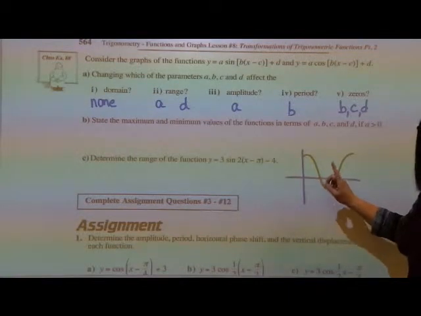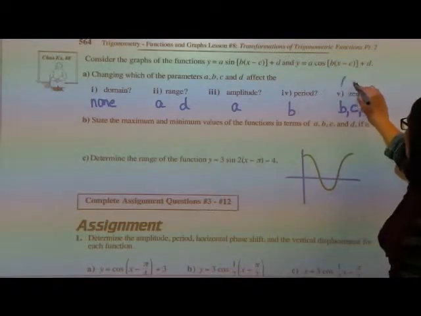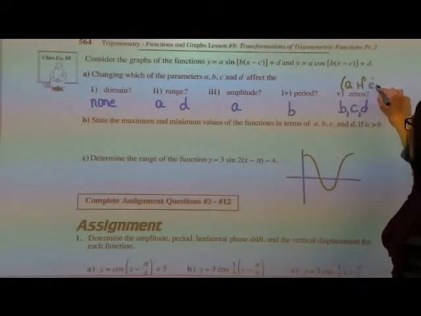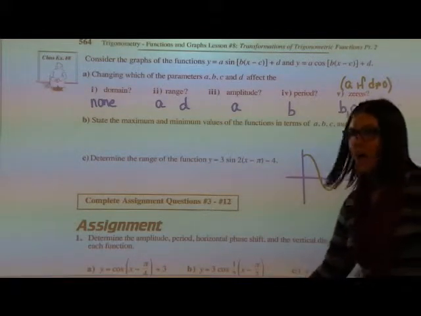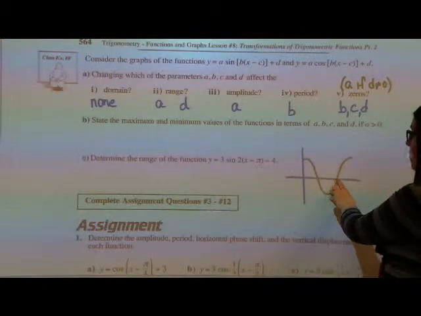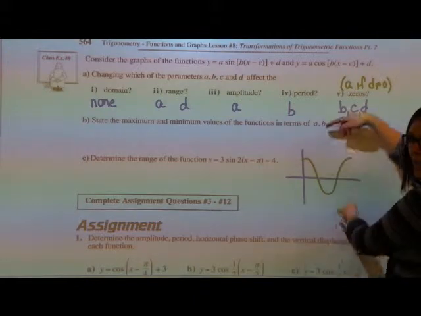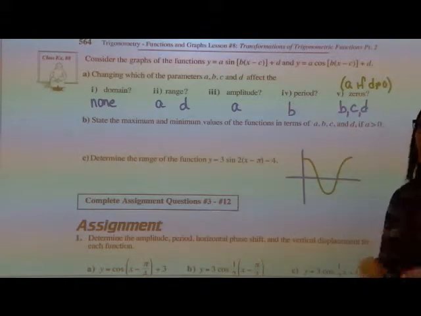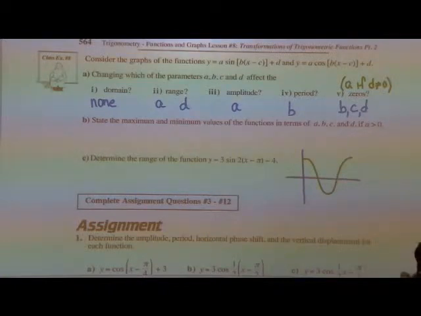No. The only time it will change is if D itself is not equal to 0. So if I just slide this up and down, it's not a problem. But if I take the graph and stretch it and then slide it up and down, the A and D values will both have had an impact. Okay?